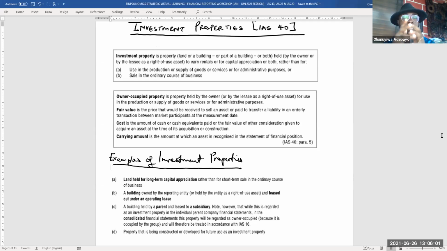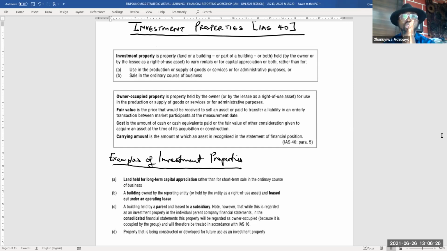But when you now come up as a group, it's no longer investment property, because as a group, you are now one. It is now owner occupied. And what you do at that point in time is that you reverse the status upon consolidation and make the necessary adjustment to reflect it back as owner occupied property.